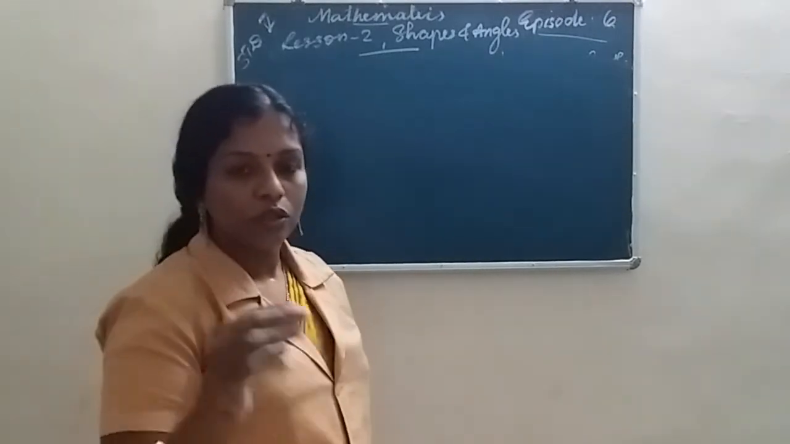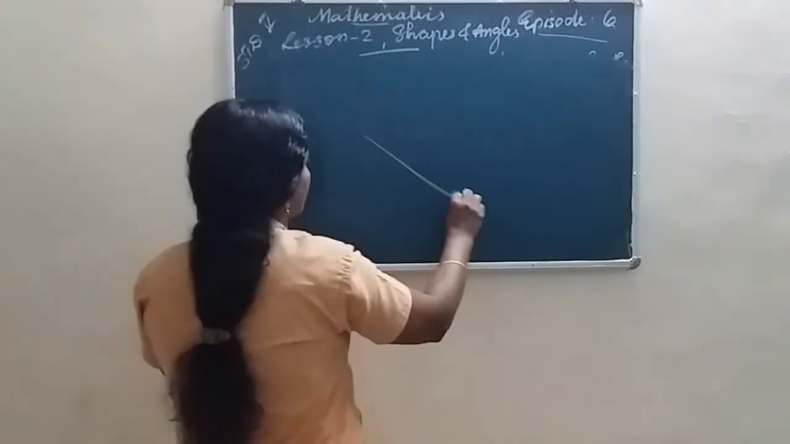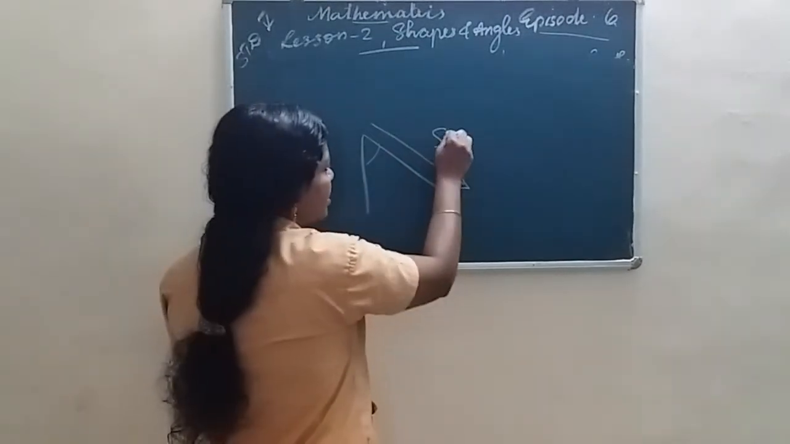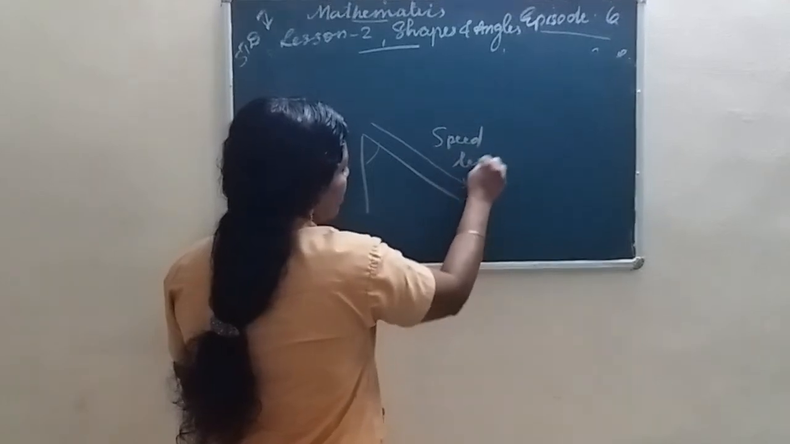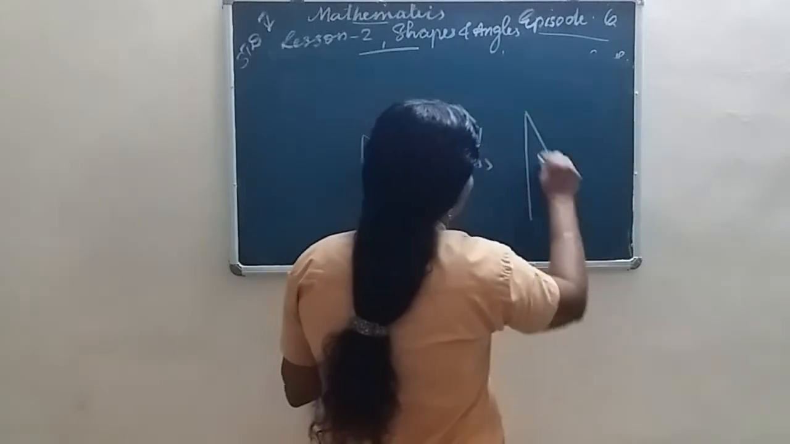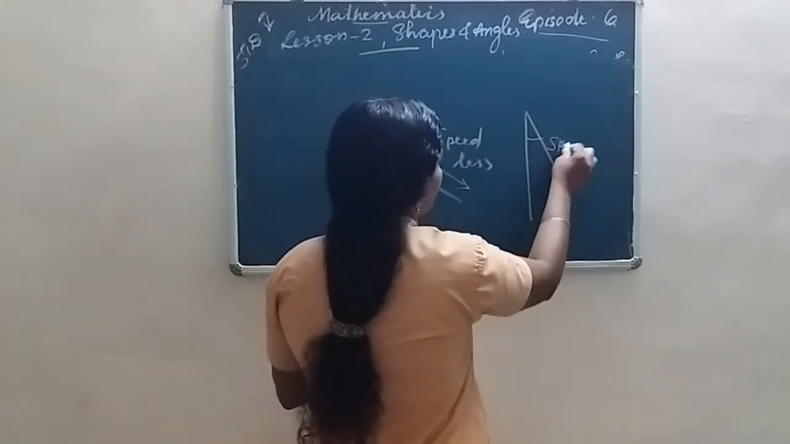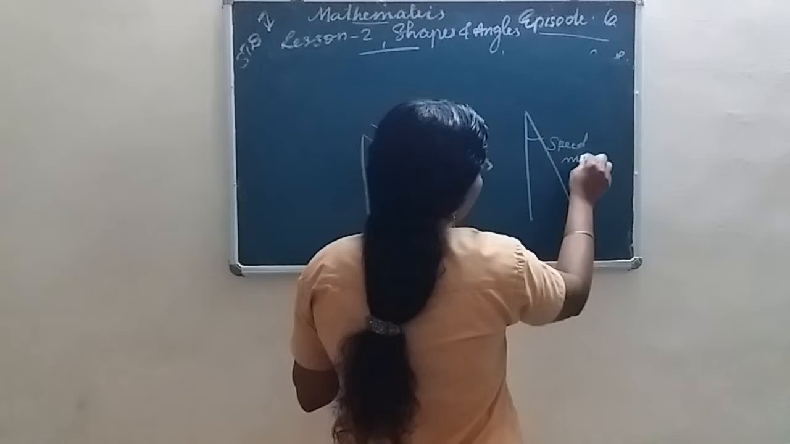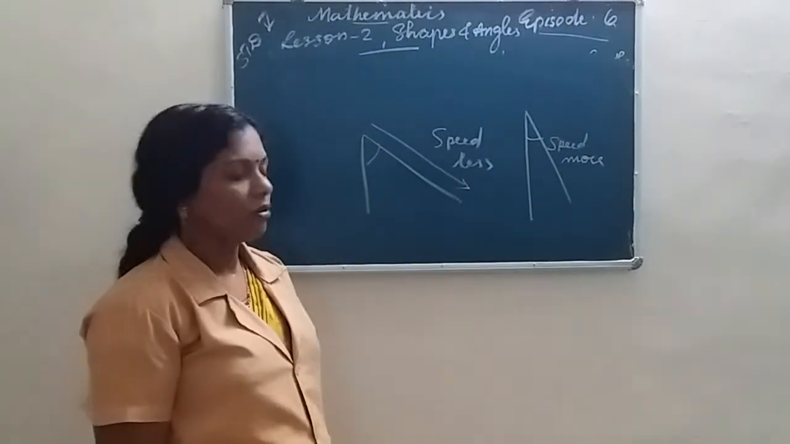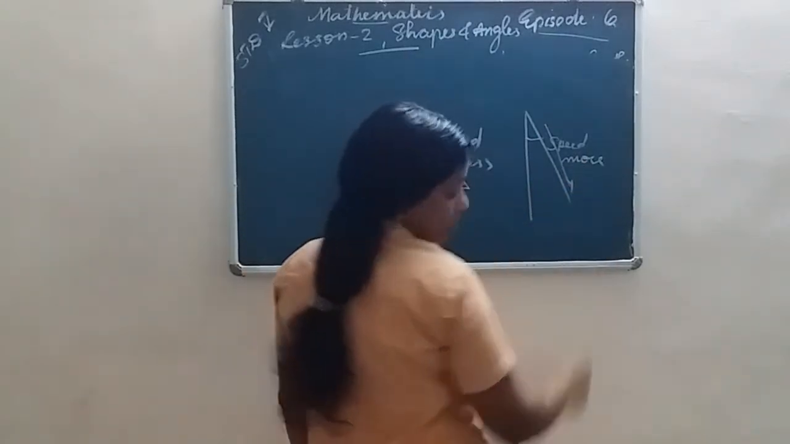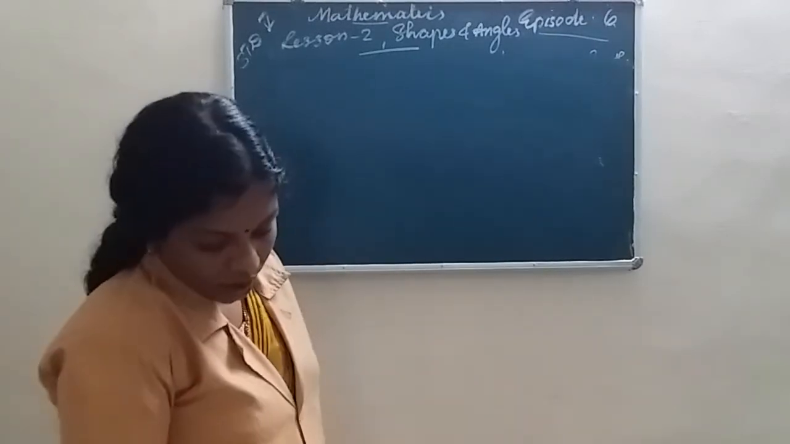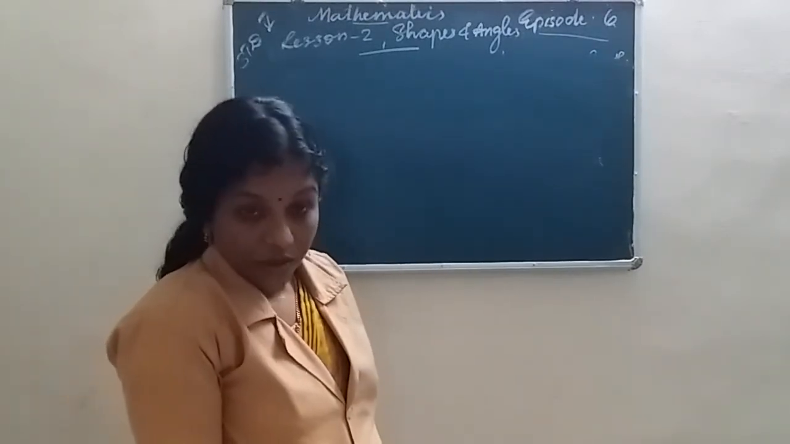Remember, as the angle increases, the speed of the rolling decreases; speed becomes less. Some other example I will give you as a question. If the angle is less, the speed is more, then an accident will happen or there is danger. Okay, so that is an example.